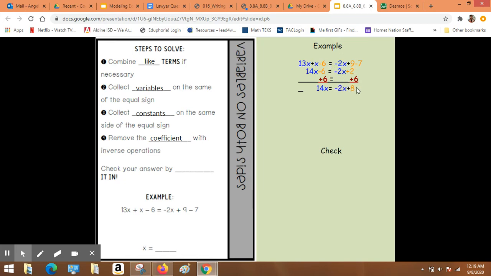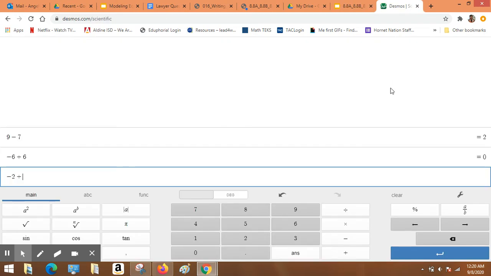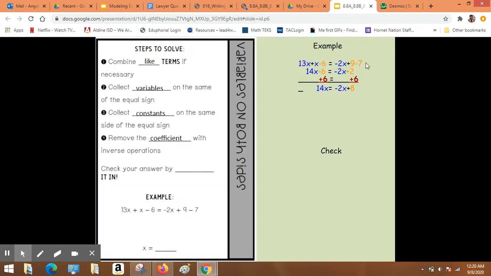So 2 plus 6 gives me 8. Alrighty, so next step, I have to move all of my variables with my variables. So I have to put my blues with my blues. Okay, so I have to use my inverse operation. So create my zero pair. So -2 plus 2 gives me 0.